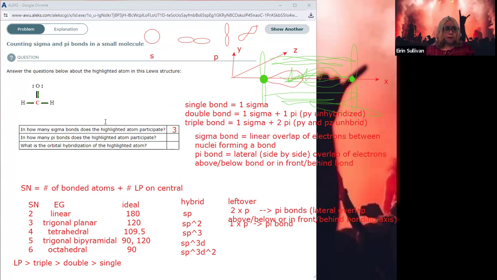Okay, and then how many pi bonds? Get a different color if you want. I see this double bond is 1 sigma plus 1 pi. So that's this one here. So there's only 1 pi bond.